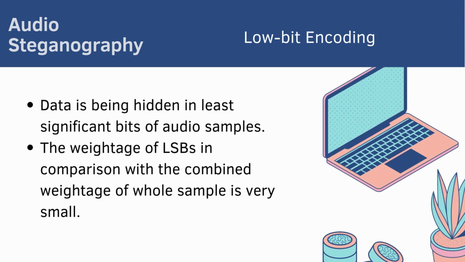Now, in low bit encoding, the data is hidden in the least significant bits of audio samples. The weightage of LSBs in comparison with the combined weightage of the whole sample is very small. Using more LSBs per sample increases the capacity and decreases the transparency. So there's always a trade-off between both these parameters, that is, the capacity and the transparency.